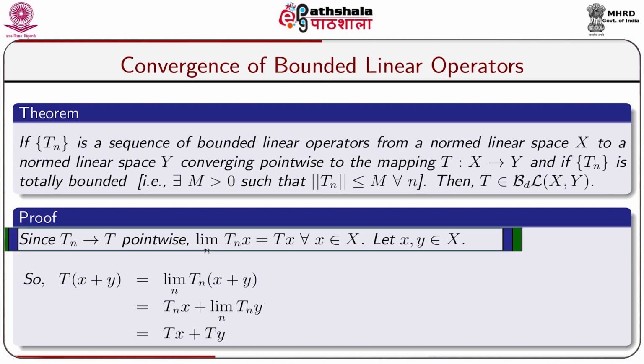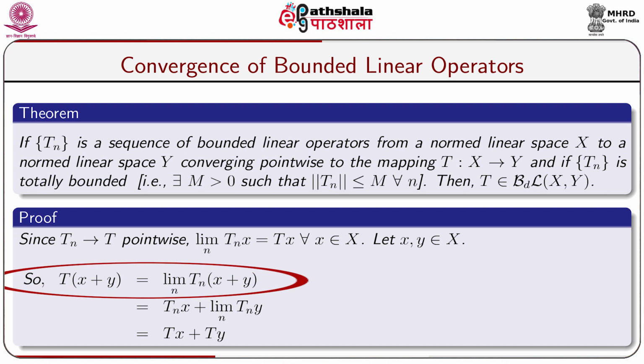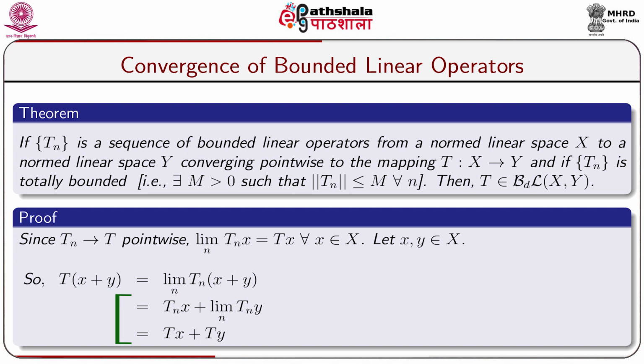Since Tn converges to T pointwise, we have the limit of Tnx, where the limit is taken over n, is equal to Tx for all x belonging to X. Let x, y belong to X. We shall now show that T is linear. For this we calculate T of x plus y, which is equal to the limit over n of Tn of x plus y, because Tn is pointwise convergent to a mapping T from X to Y. So, the limit of Tn(x plus y) is equal to the limit of Tn x plus the limit of Tn y, which is equal to Tx plus Ty.